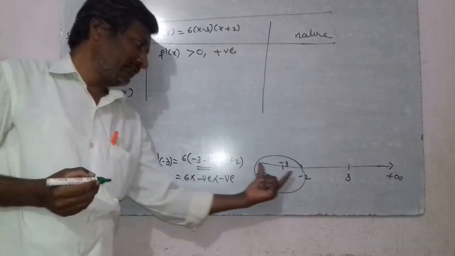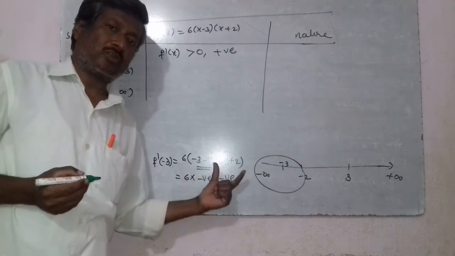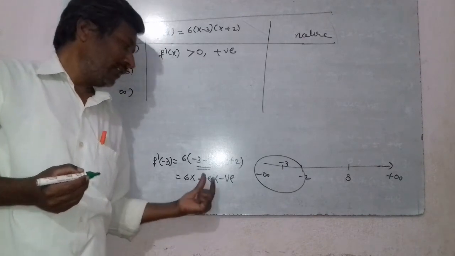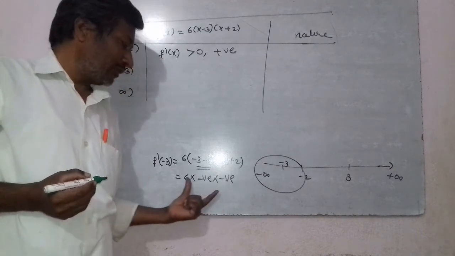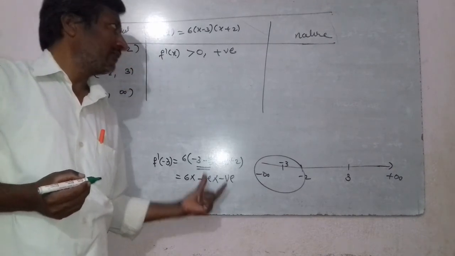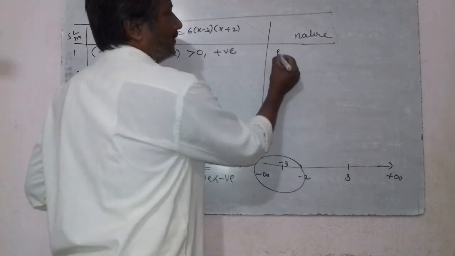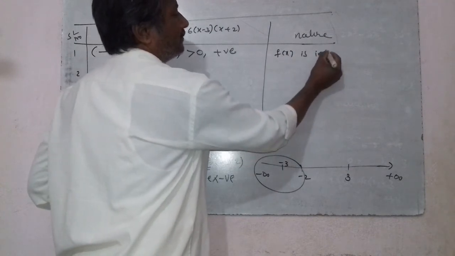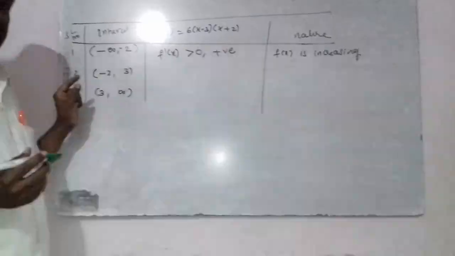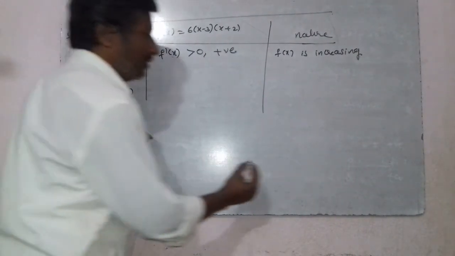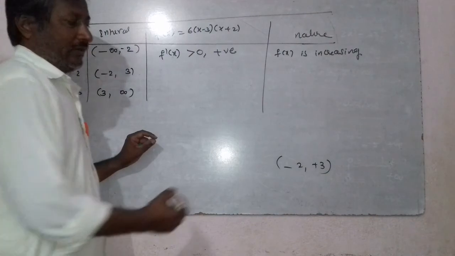If we consider the value of minus 3, the value is not important, the sign is important here. Minus 3 is negative, minus 3 plus 2 is also negative. So minus into minus is plus. So it is greater than 0, positive. Positive means increasing. f(x) is increasing. And next, here, minus 2 to plus 3.